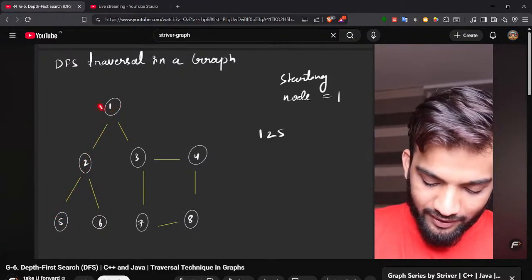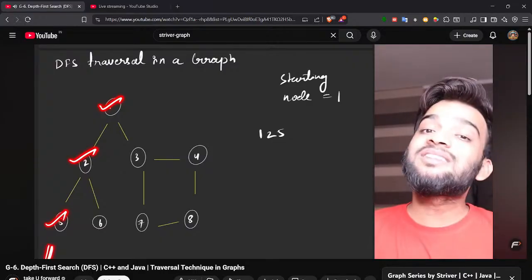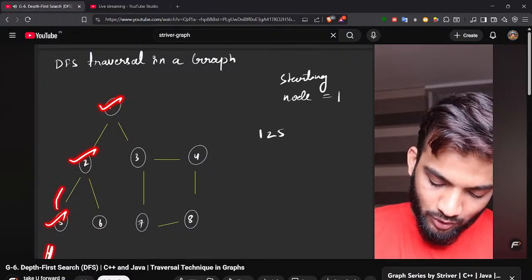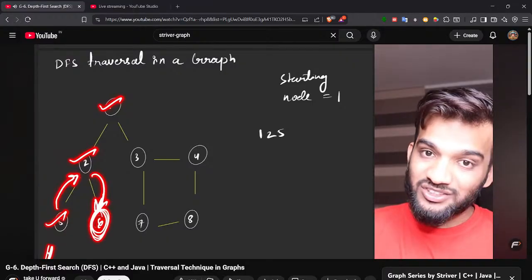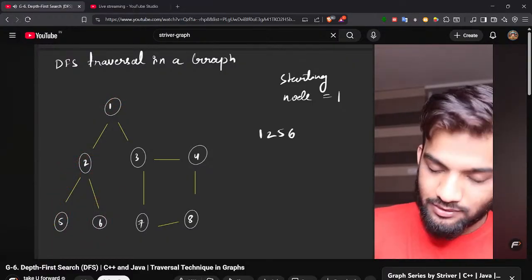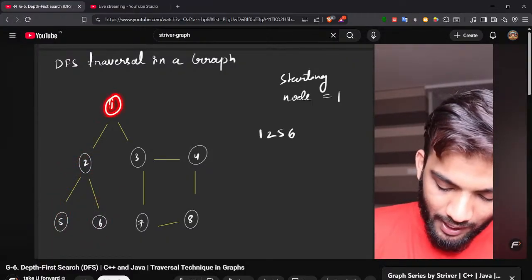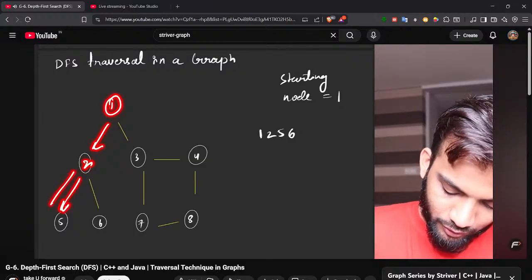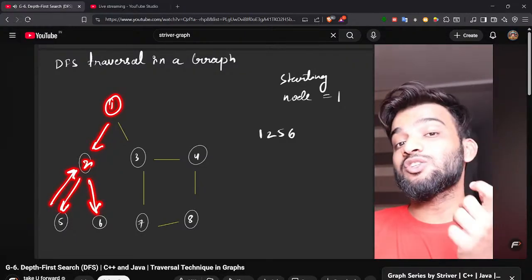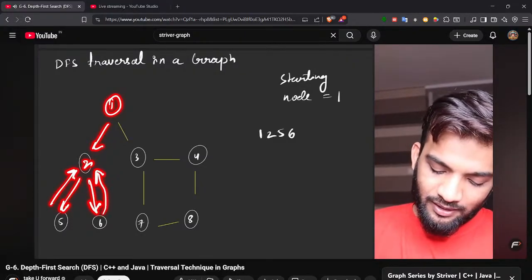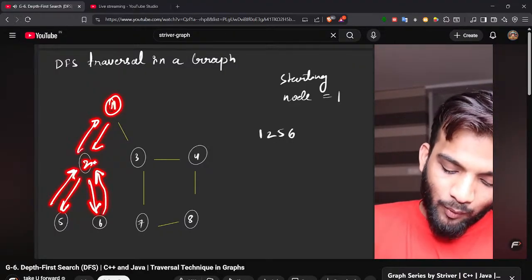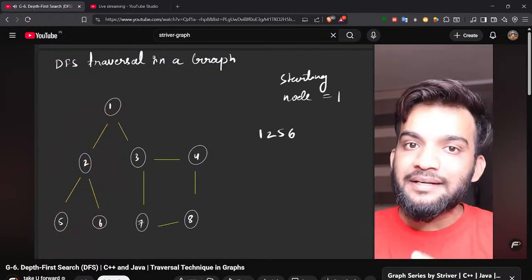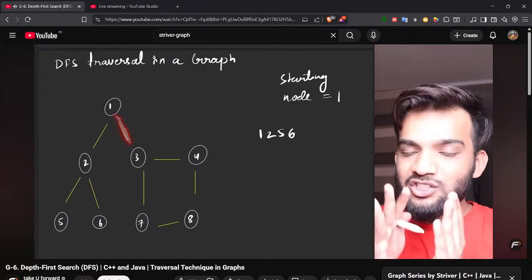Now you've gone like 1, 2, 5. There is no further depth in it. So what you do is you come back and now you go to here, which is the 6. So you go to 6, right? Now you went like 1, 2, 5. You came back, you went to 6. Now there is no depth of 6. So you come back. Now there is no further children of 2. So you go back.